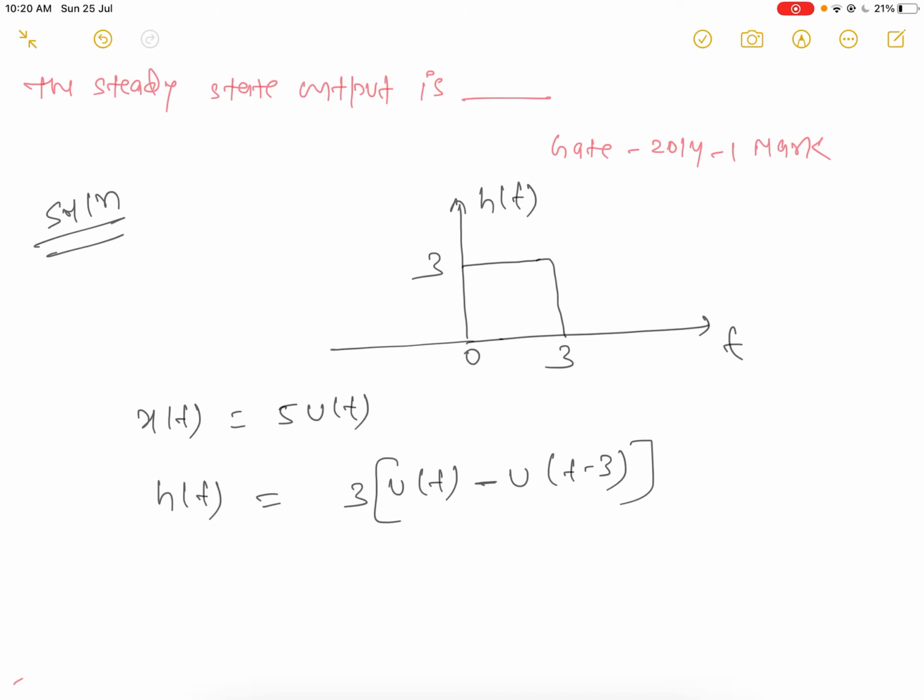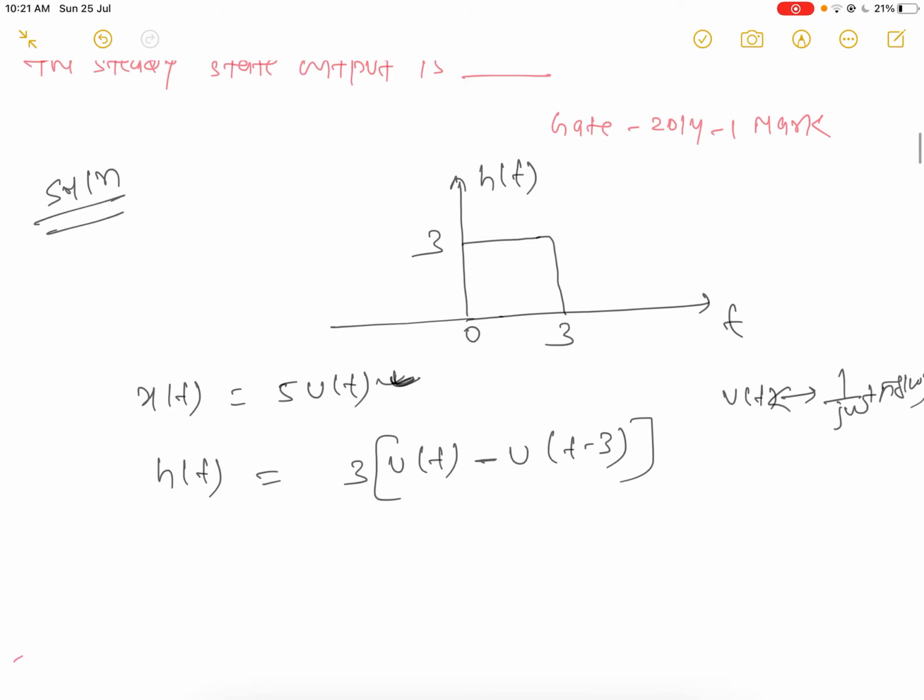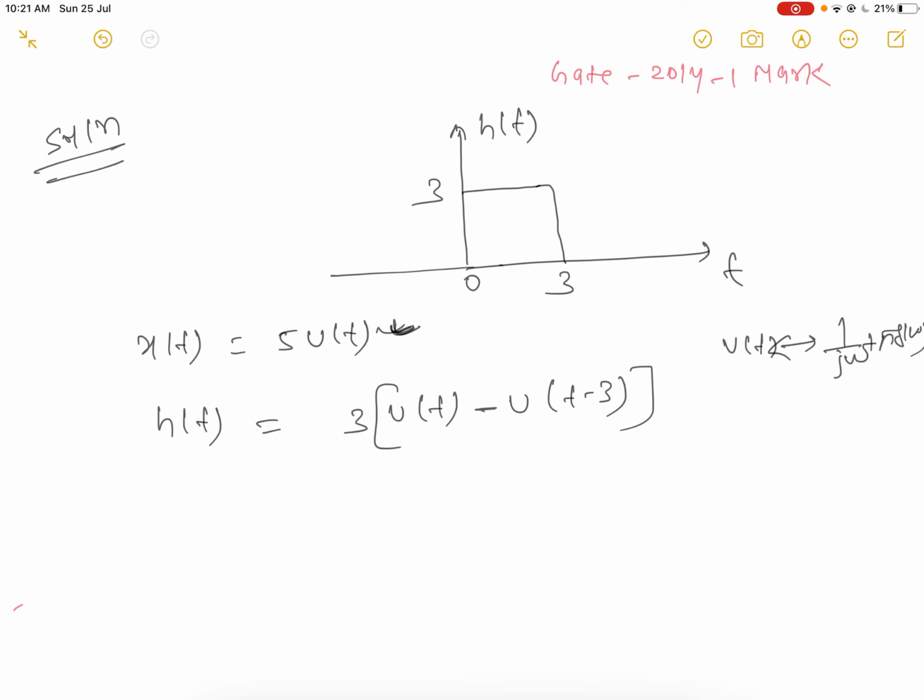But with the Fourier transform you will get difficulty, because the Fourier transform of u(t) is a different thing, not 1 by s. The Fourier transform of u(t), always remember, is 1 upon j omega plus pi delta(omega). Then we have to multiply all the things, so go through a simple way. If the method is not mentioned, take the Laplace. Then X(s) will be 5 by s, and H(s) will be 3 times (1 by s minus e to the power minus 3s into 1 by s).